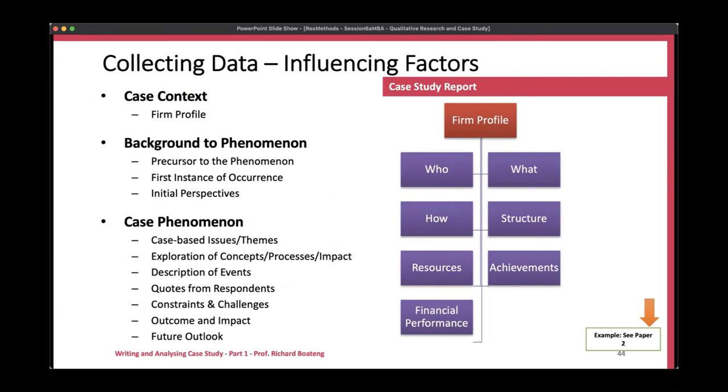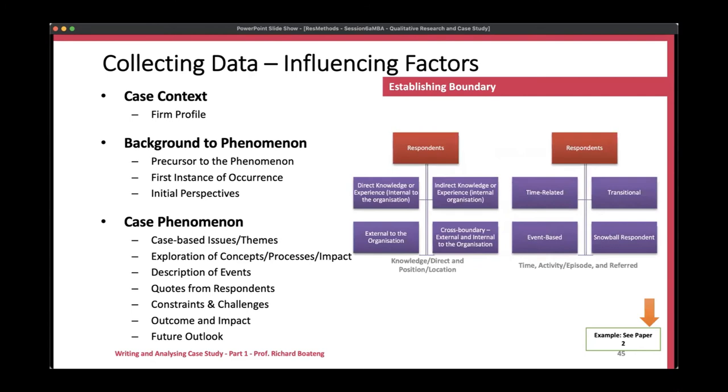Now, this is very good to give a picture of the organization, but it doesn't mean that everything is what you put in every paper you write. Then after that, you have to also select your respondents that you're going to engage with.